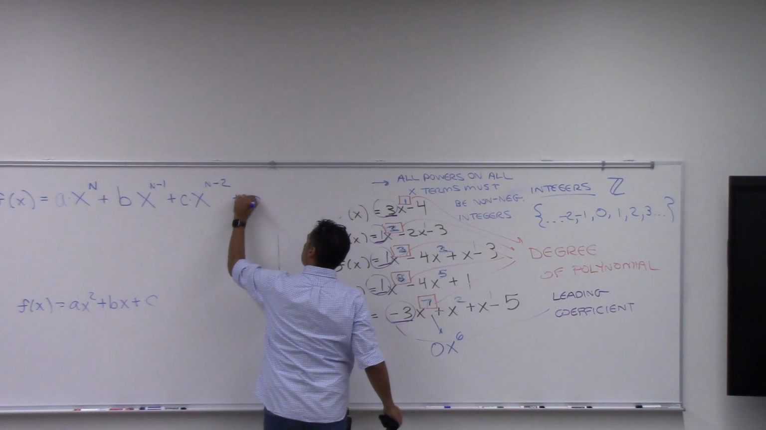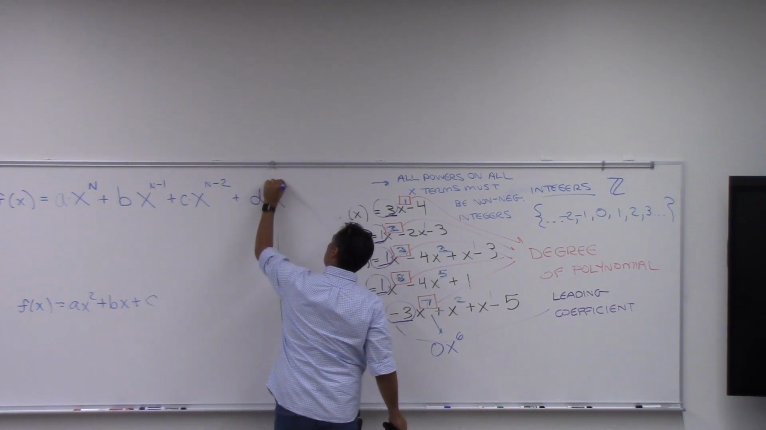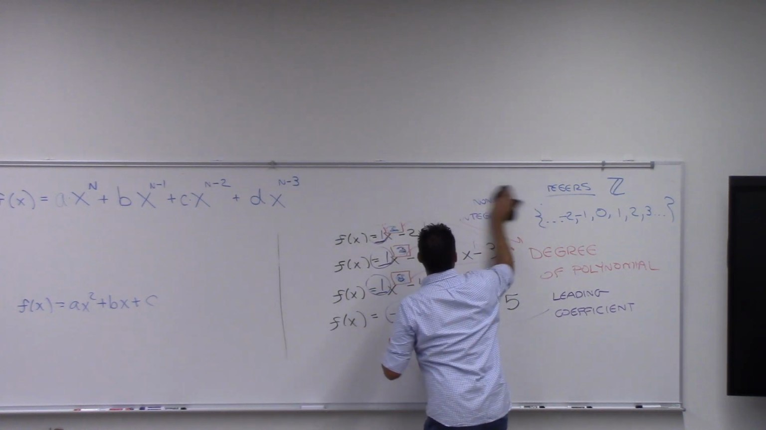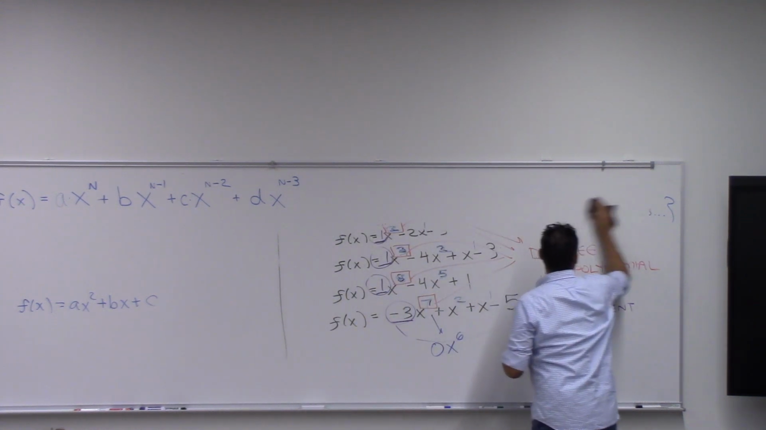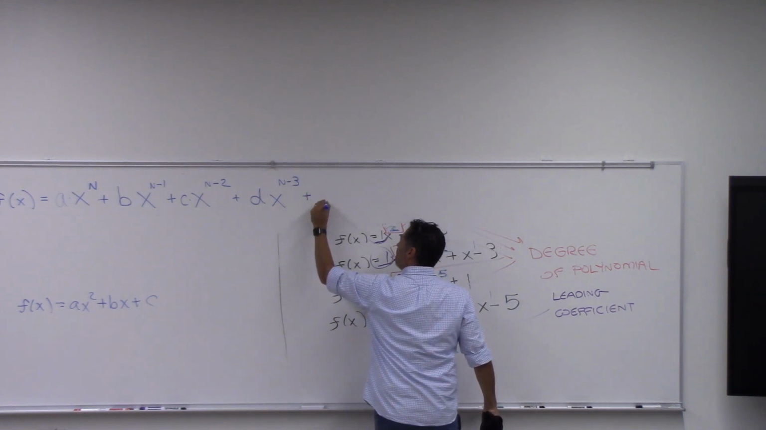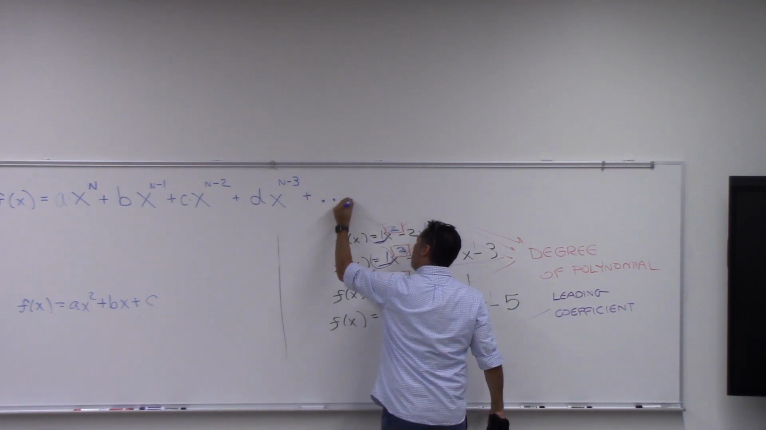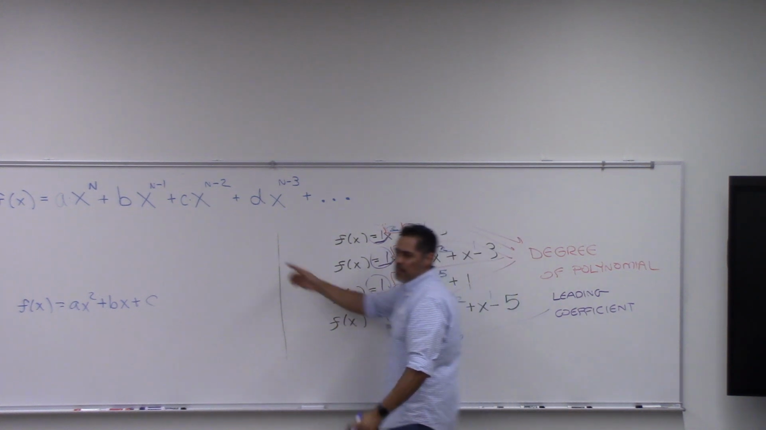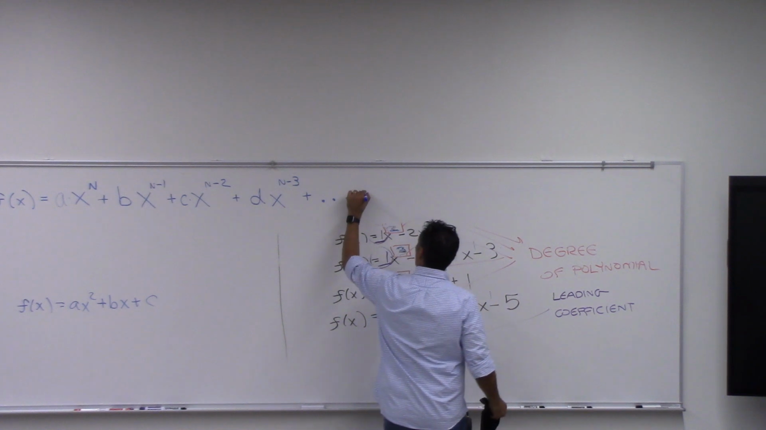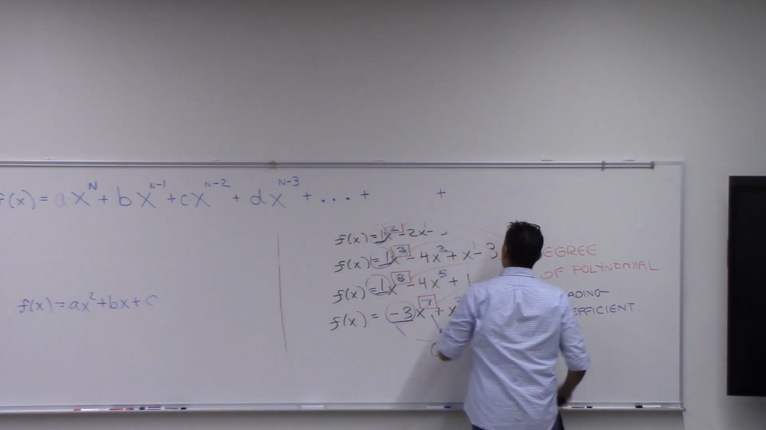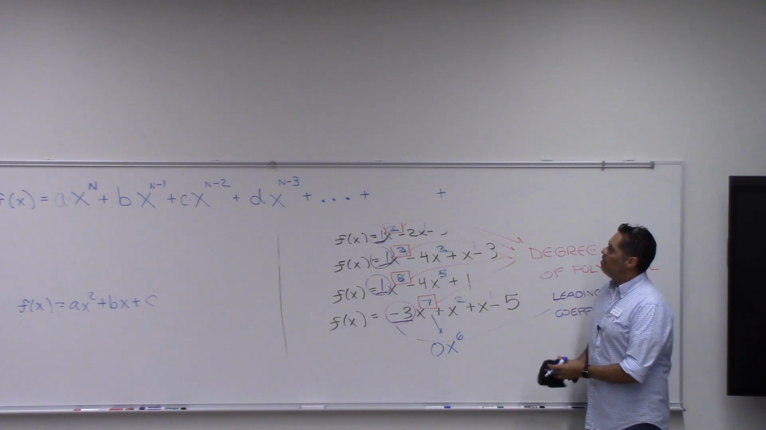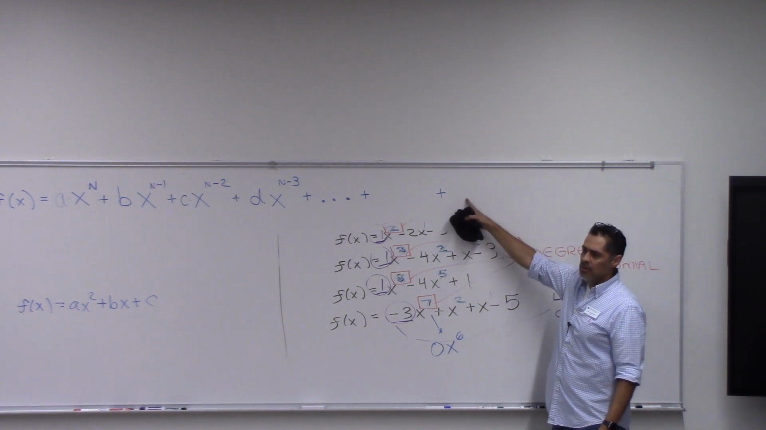What would the next one be? Plus d x to the n minus 3. Yeah? And then I keep going and going all the way, plus I have to put dot, dot, dot, because I actually don't know how many of these I have, because I don't know how big n is in general, right? But I know that my very last one, let me put it over here, my very last one is probably just going to be a number by itself, right? And so what letter should I put out here?